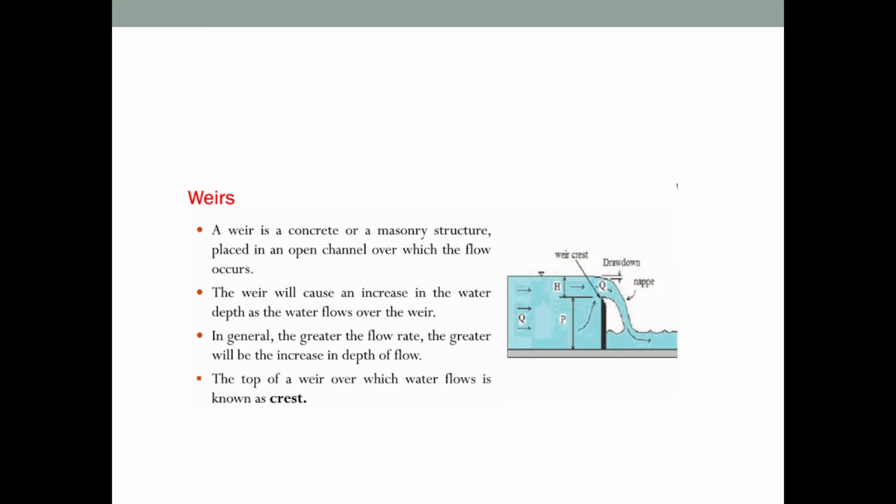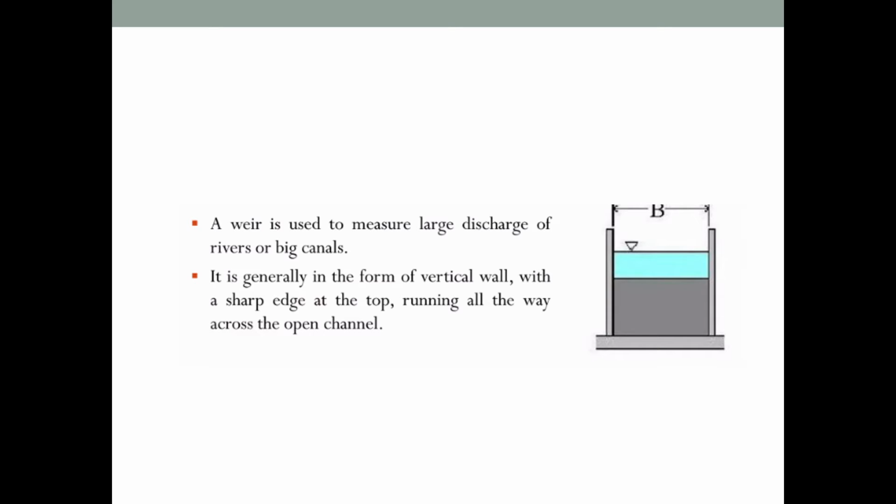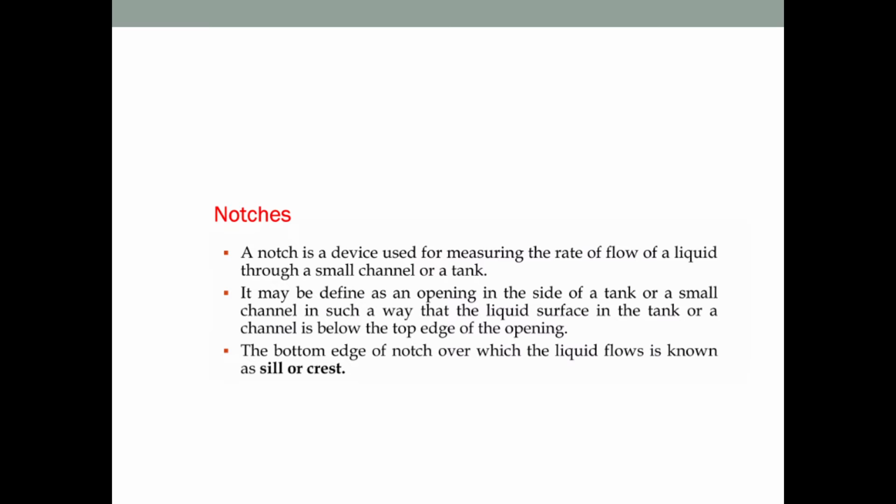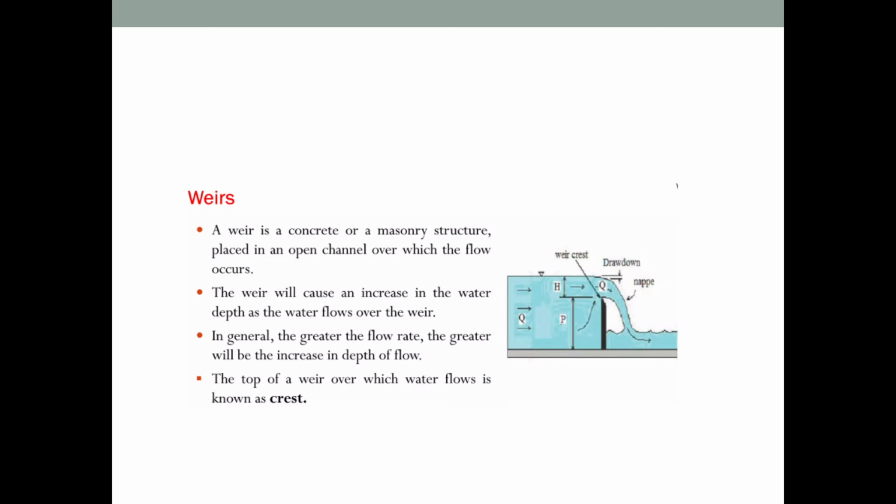If the flow rate is greater, the water depth of flow will also increase; it is directly proportional. The top of the weir over which the water flows is called the crest, whereas the bottom of the notch over which the liquid flows we call the sill or crest. You can see the difference.